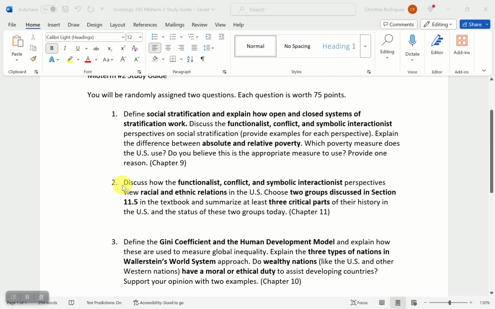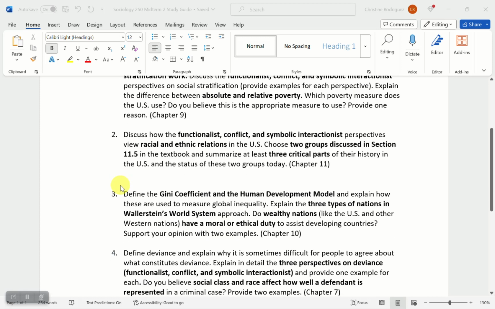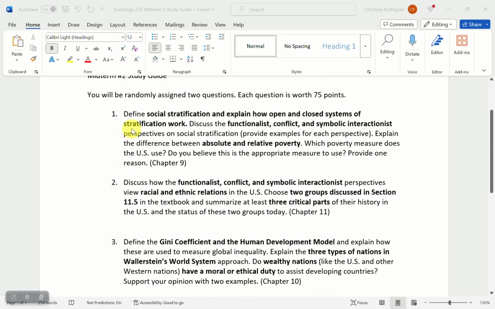This is an overview of the second midterm study guide. There are 4 questions, one each from chapters 9, 10, 11, and 7. The first question is from chapter 9.